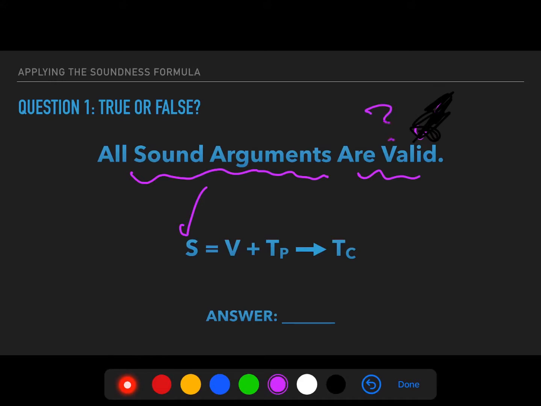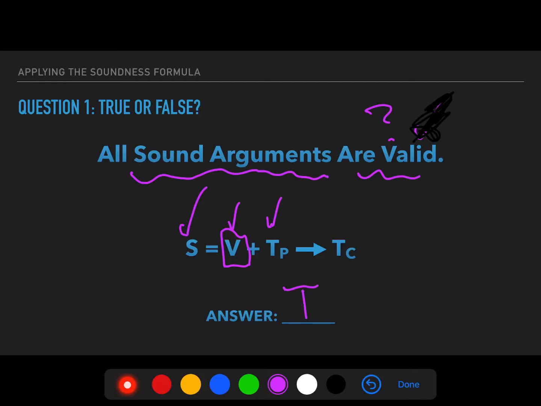All right. So all I know is that I have soundness checked off. The S is checked off. Now I know from my rules that I gave you that you're automatically able to check what's on the other side of the equal sign. And so can I tell that the argument's going to be valid? Yep, I checked it off. So the answer is yes, or true. All sound arguments are valid.